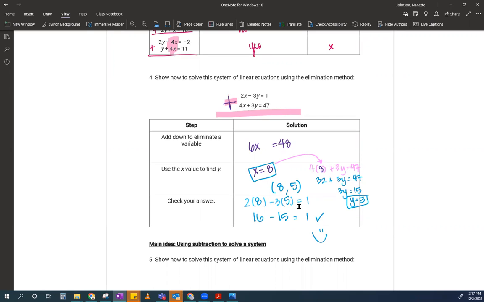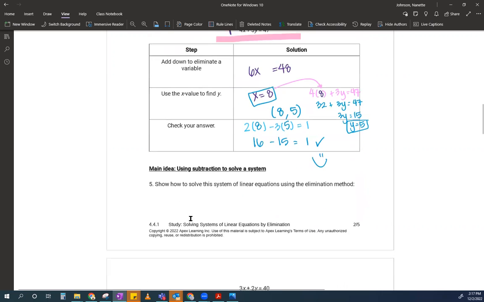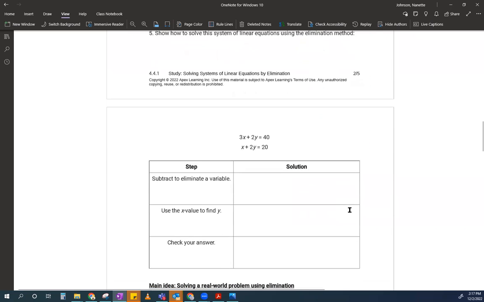All right. So now what do I do, Ms. Johnson? What do I do now? Okay. So it says show how to solve a system of linear equations using elimination. So we just did that. Now we have a little bit of a different one here. The very first thing that I noticed is I don't have opposites. 3x and x, not opposite. 2y and 2y are not opposites, but they're really close. So this one says subtract to eliminate a variable. I tend not to do that. I tend to change the signs of everybody on the bottom, which is exactly what subtraction is.